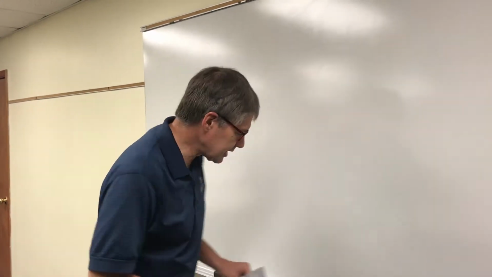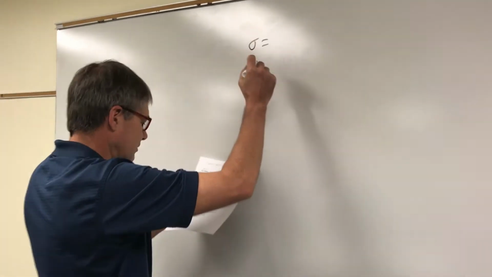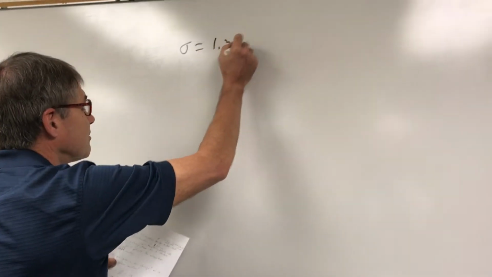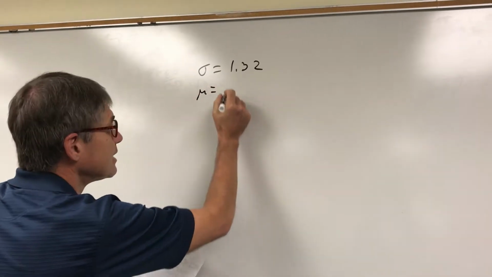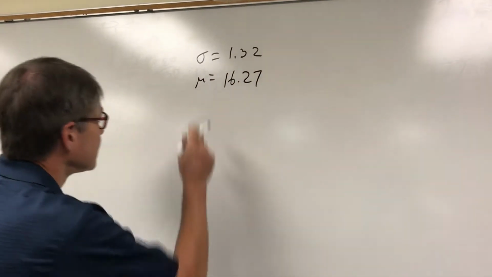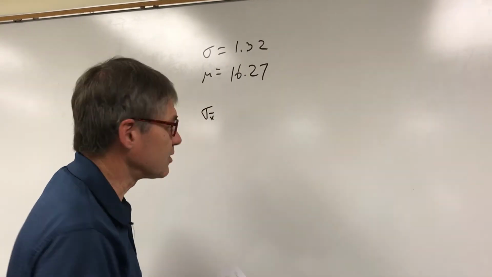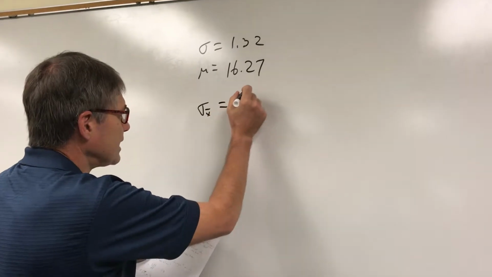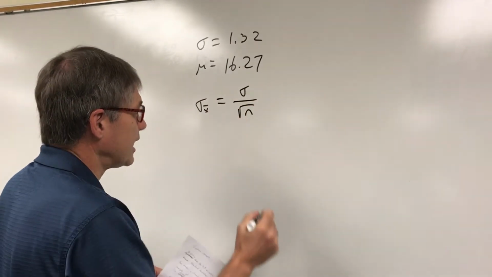Now, the trick to this is, instead of just using the standard deviation, which was 1.32, let me capture some of the other information. My historic average has been 16.27. Instead of using the standard deviation, I'm going to do what's called the standard deviation of the means, which comes from the central limit theorem. And the way we do that is you take the historic standard deviation divided by our sample size.